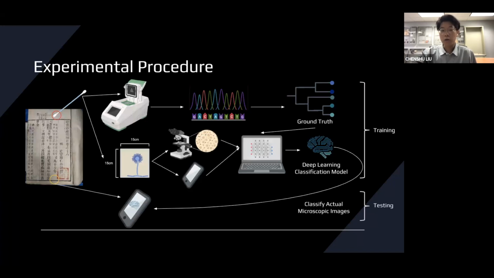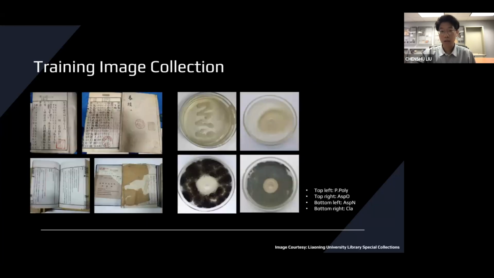Using the phone, it will just non-invasively take a photo of that region. And then we can use the ground truths as well as the predicted label to determine if the model can correctly classify the type of species infesting the surface. And this is called the testing phase.